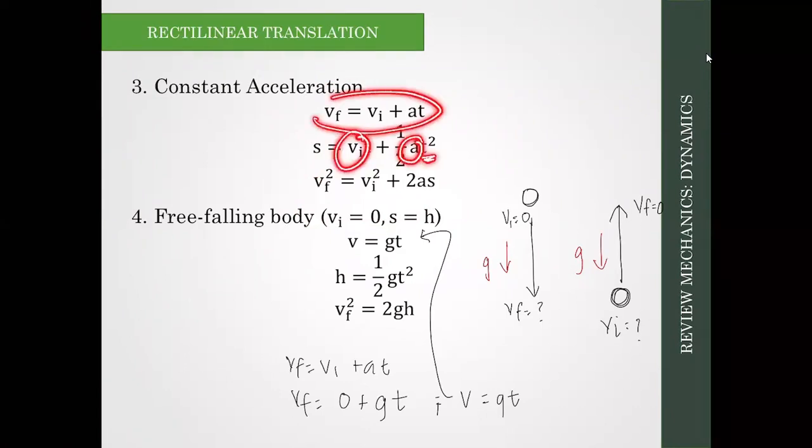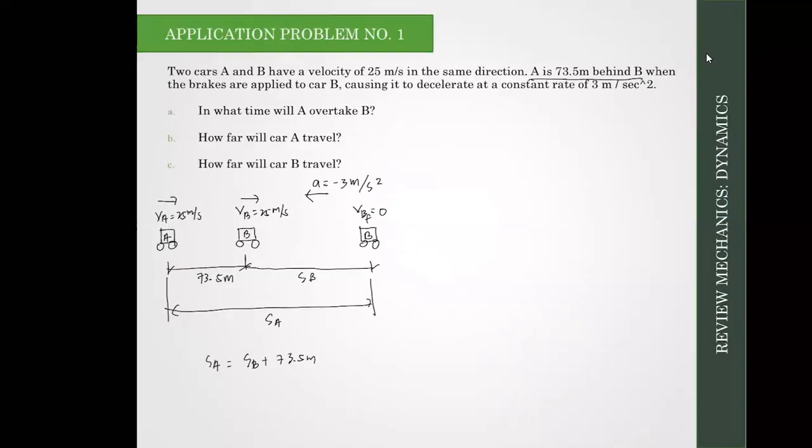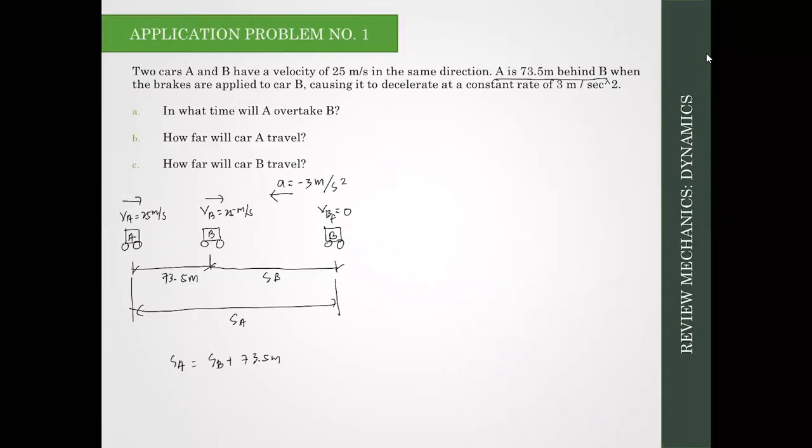Tingnan natin yung first formula. Meron ba tayong final velocity? Yes, kasi stop at rest na yung car natin. So, zero na si VF. Then si VI, meron tayo. Acceleration, meron tayo. So, makakalculate natin yung time it takes for B to stop, para tumigil si B sa pagtakbo. Okay? So, let's use that info.